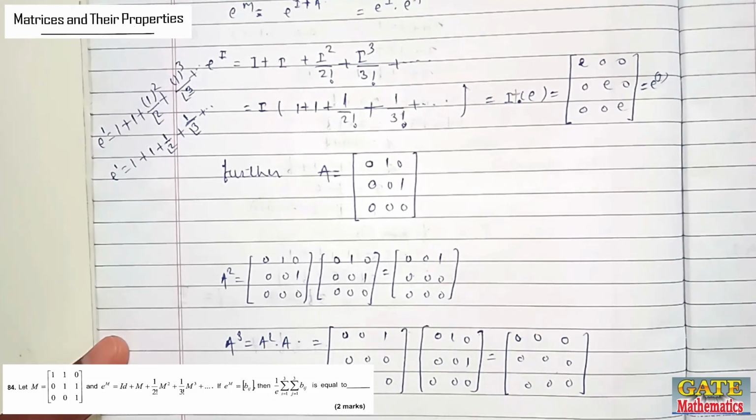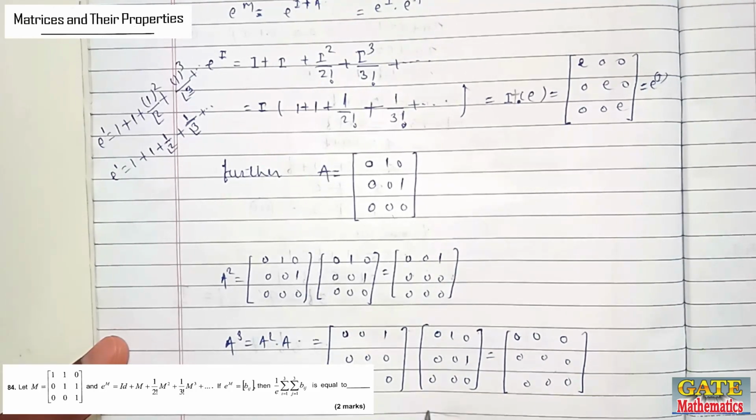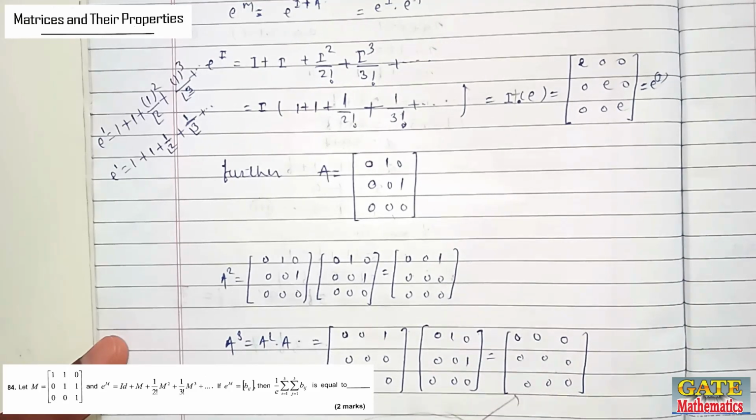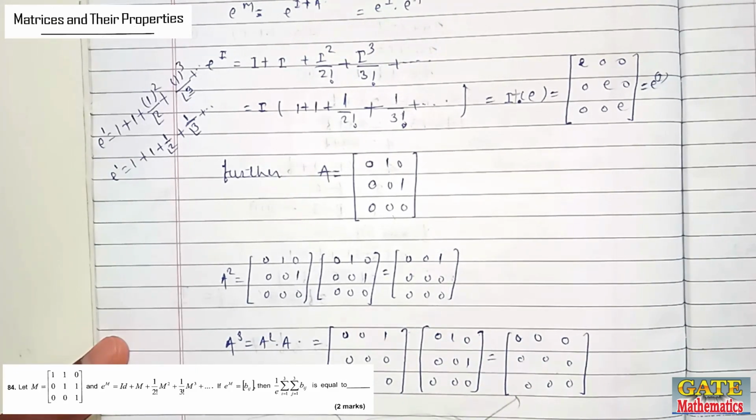Now we want the value for e raised to A. So 1 plus A, the matrix over here, plus A square by 2 factorial, that means this matrix multiplied by 1 upon 2 factorial, plus A cube multiplied by 1 upon 3 factorial, A raised to 4 multiplied by 1 upon 4 factorial. But after these terms we have all zero matrices. If you multiply anything by 0, you will get 0. So after this we have the 0 matrix. So we have to deal with only these three terms.